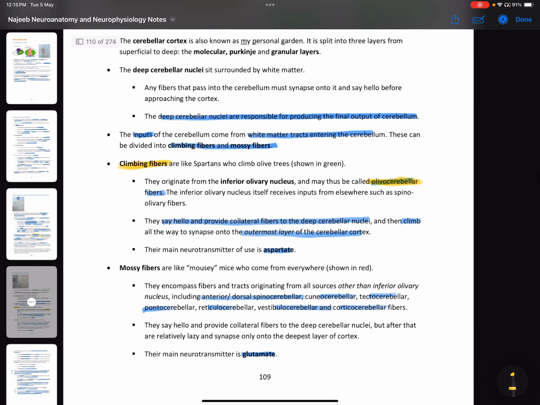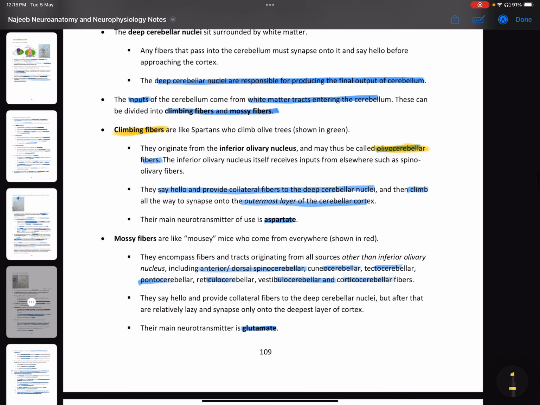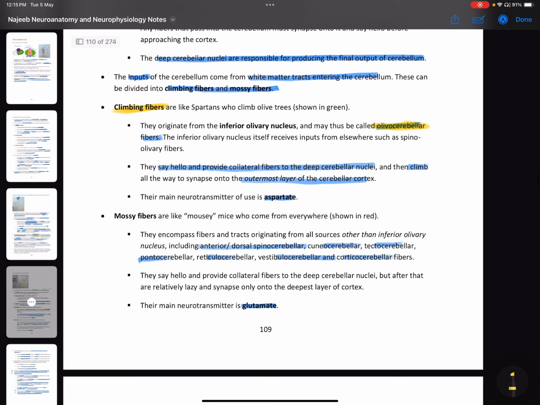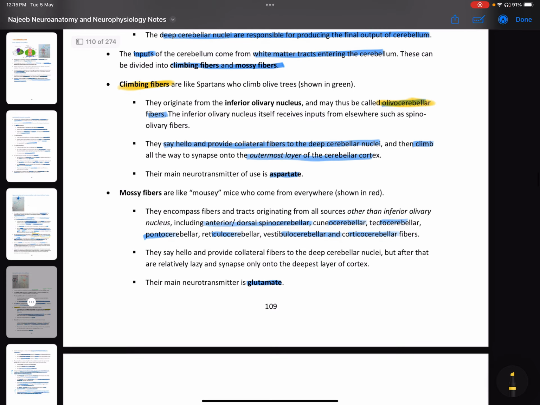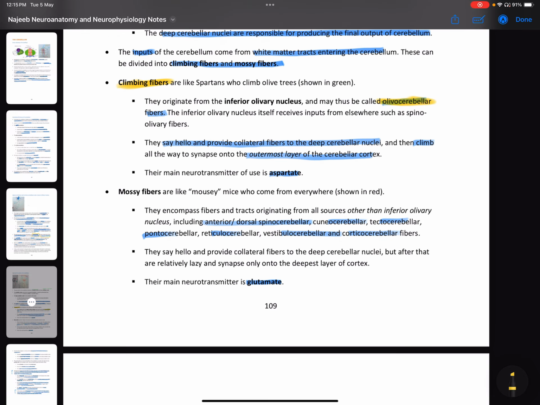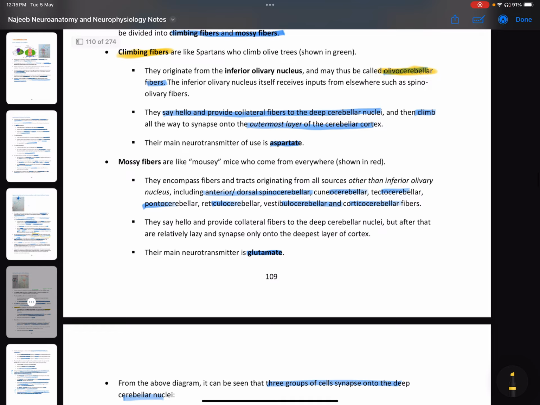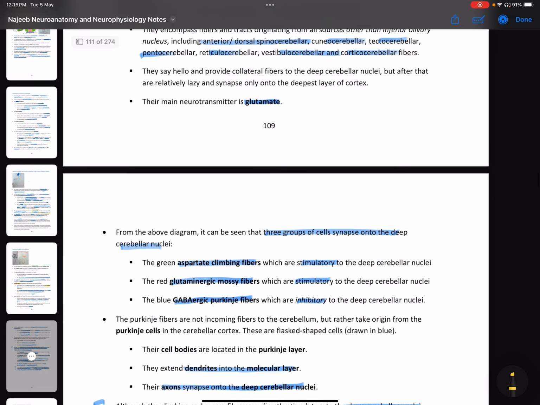Mossy fibers are like mousy mice which come from everywhere. They encompass fibers and tracts originating from all sources other than the inferior olivary nucleus, including anterior and dorsal spinocerebellar, cuneocerebellar, tectocerebellar, pontocerebellar, reticulocerebellar, vestibulocerebellar, and corticocerebellar fibers. They say hello and provide collateral fibers to the deep cerebellar nuclei, but after that they're relatively lazy and synapse only onto the deepest layer of the cortex, which is my personal garden, the granular layer. The main neurotransmitter is glutamate.